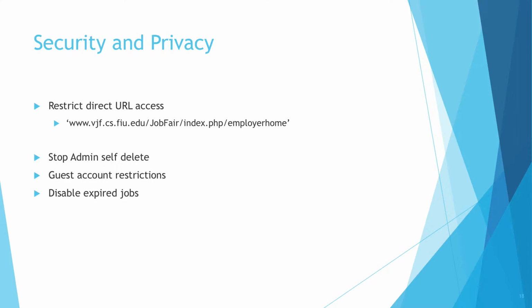For example, you could type the URL that you see there, and if you were a student and you typed that URL, you could behave as an employer, and that meant they could post jobs, and that was a security problem. You could also type the URL for the admin, and you could behave as an admin and cause a lot more trouble for our system. There's also another problem that the admin could delete itself, and you could eventually have the last admin deleting themselves, and the system would be without an admin.